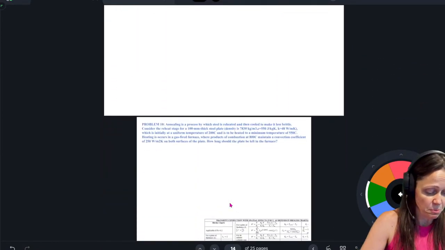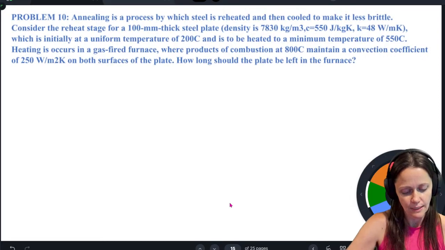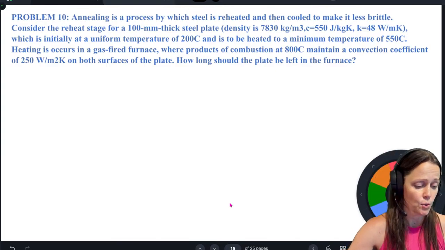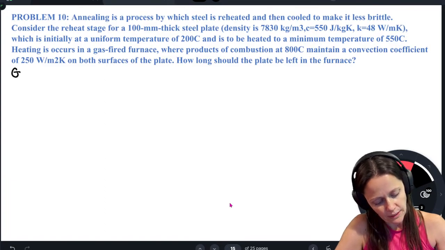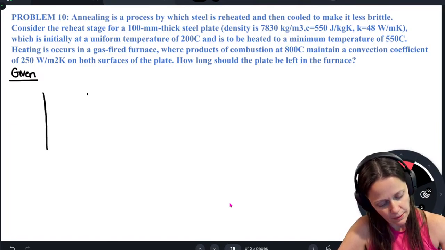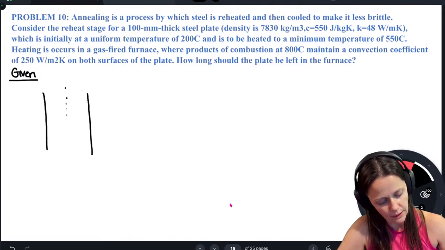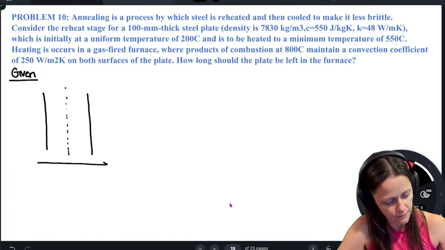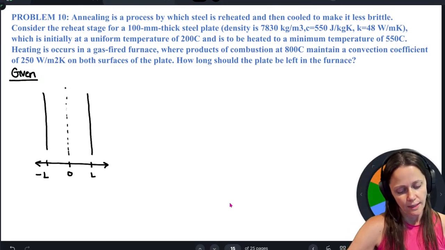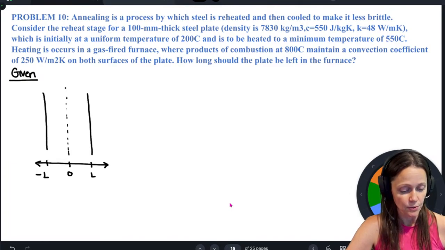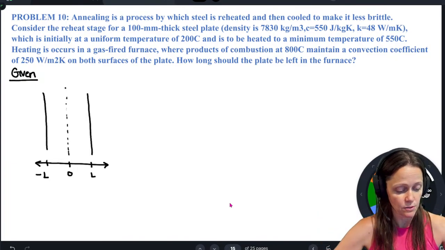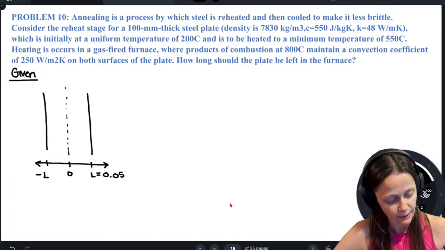Okay, so let's just start working our problems here. All right, so we have: annealing is a process by which steel is reheated and then cooled to make it less brittle. Perfect. Okay, so I am going to draw the slab. There's my x equals 0. Here's L. Here's negative L. Consider the reheat stage for a 100 millimeter thick steel plate. So it's 100 millimeters in total, so L would be 50 millimeters, 0.05 meters.